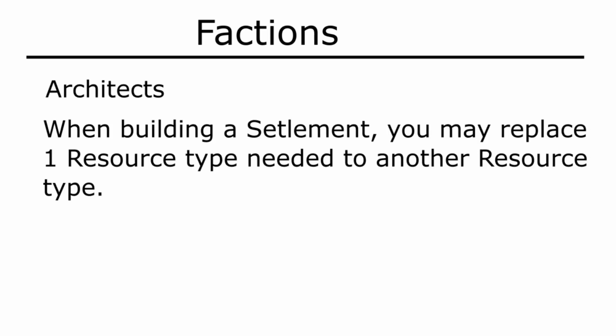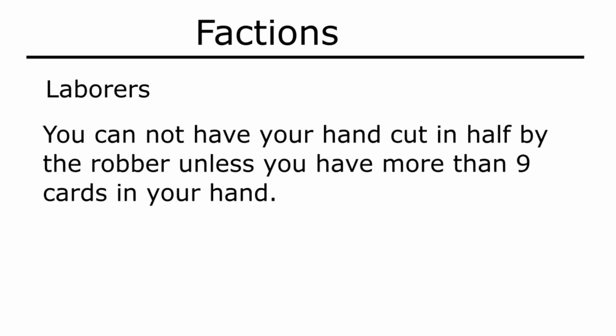Another faction that I created was the Architects. You replace one resource with another when building a settlement. So basically, a settlement requires a wood, a brick, a sheep, and a wheat to build. You get to pick one of those anytime you build a settlement and replace it with another type of resource that you choose. The last one that I created was the Laborers, and they could hold 9 cards before being hit by the robber rather than 7 like most players.